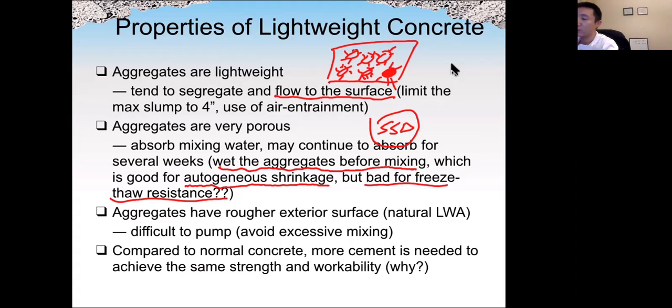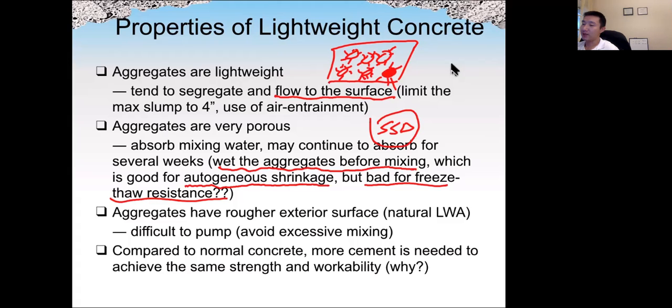Let's look at the mechanical properties. The strength is low compared to normal concrete if other mix proportions do not change. Remember, the strength of concrete depends on the weakest link. Because lightweight aggregate is weaker compared to normal aggregate, we need to increase the strength of other components and reduce the amount of lightweight aggregate to increase the strength a little bit.